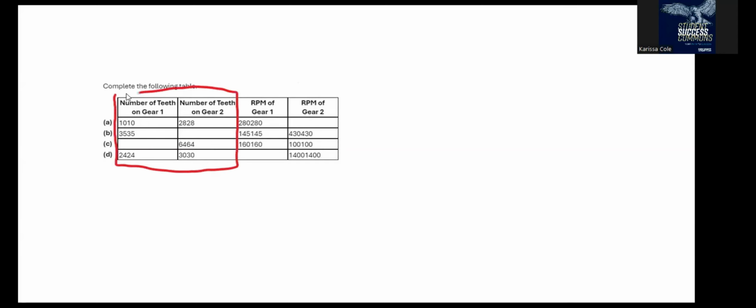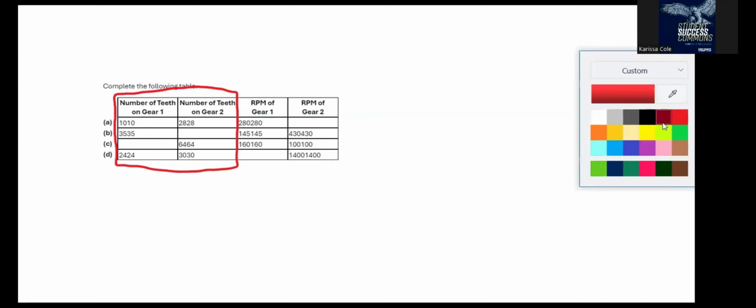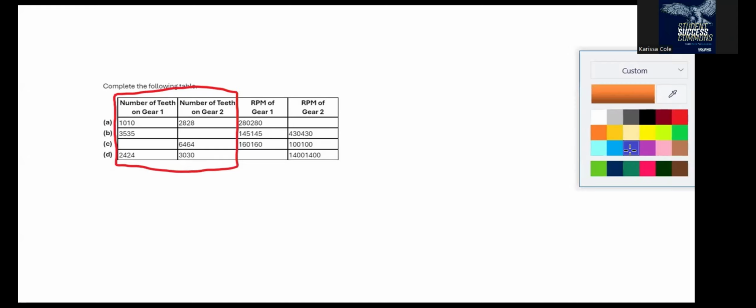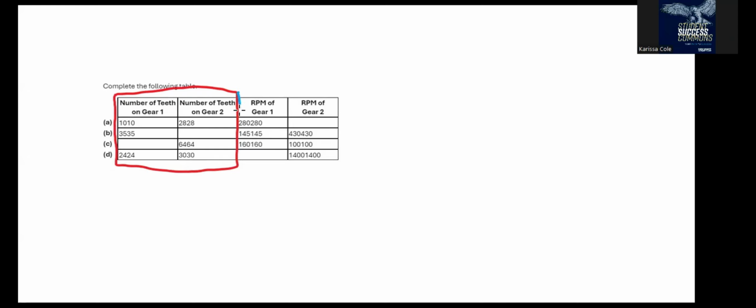So I'm going to try color coding to see if that helps at all. I'm going to do red for the left side. And, well, orange is too close to red. Hold on. Let's do blue. Blue for this side. Okay. So what I'm going to do is make ratios, fractions of the numbers on the red side and set them equal to fractions made of numbers on the right side.